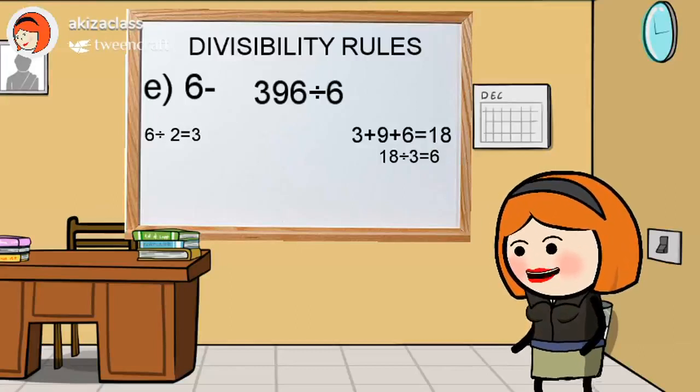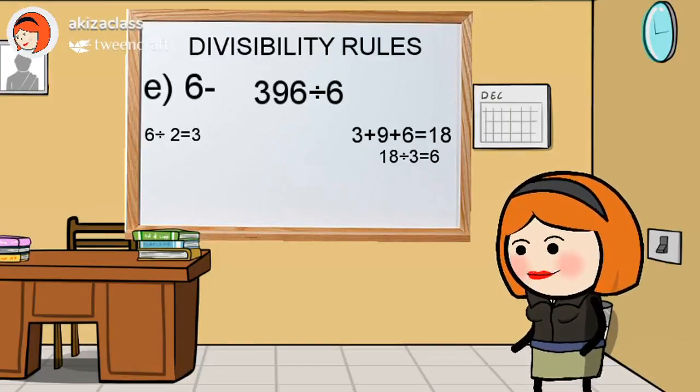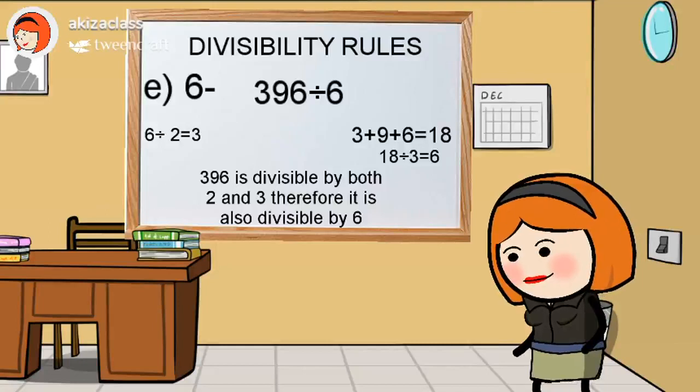Now let's check whether the number is divisible by 3 or not. On adding all the digits 3, 9 and 6, we got the answer 18, and 18 is exactly divisible by 3. So we can say 396 is also divisible by 3. As we know, 396 is divisible by both 2 and 3, therefore it is also divisible by 6.